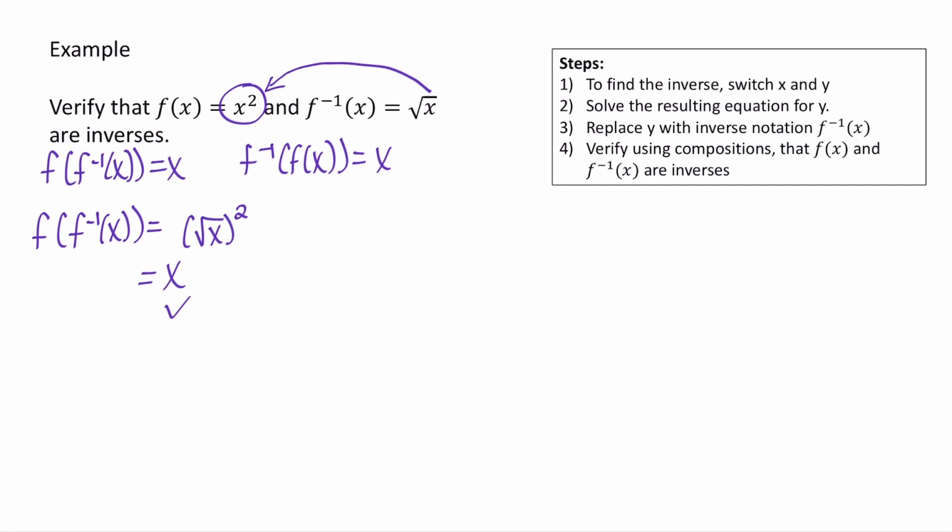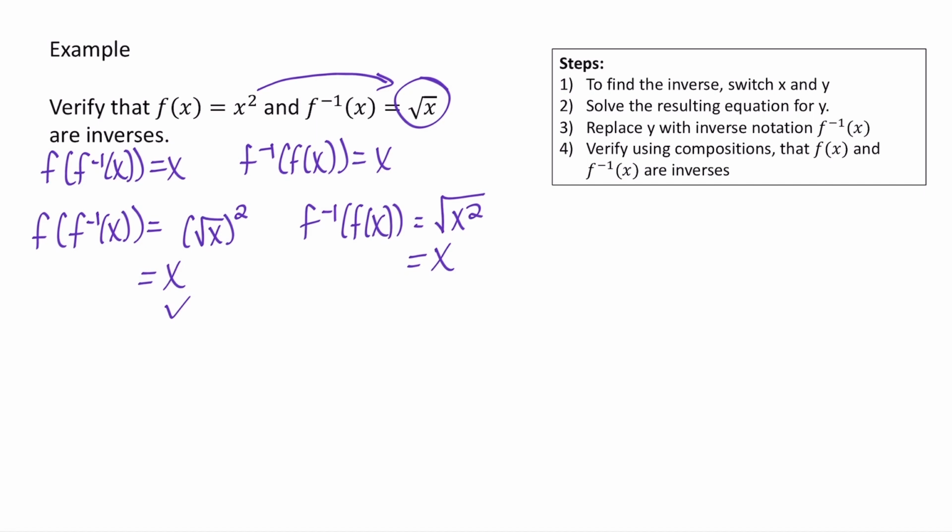And now we're going to go to f inverse. So we're going to go to the square root of x, and we're going to plug in x squared. So that gives us f inverse of f of x, which tells us that we are taking the square root of x squared, which also gives us x. So that is also verified. So yes, they are inverses.